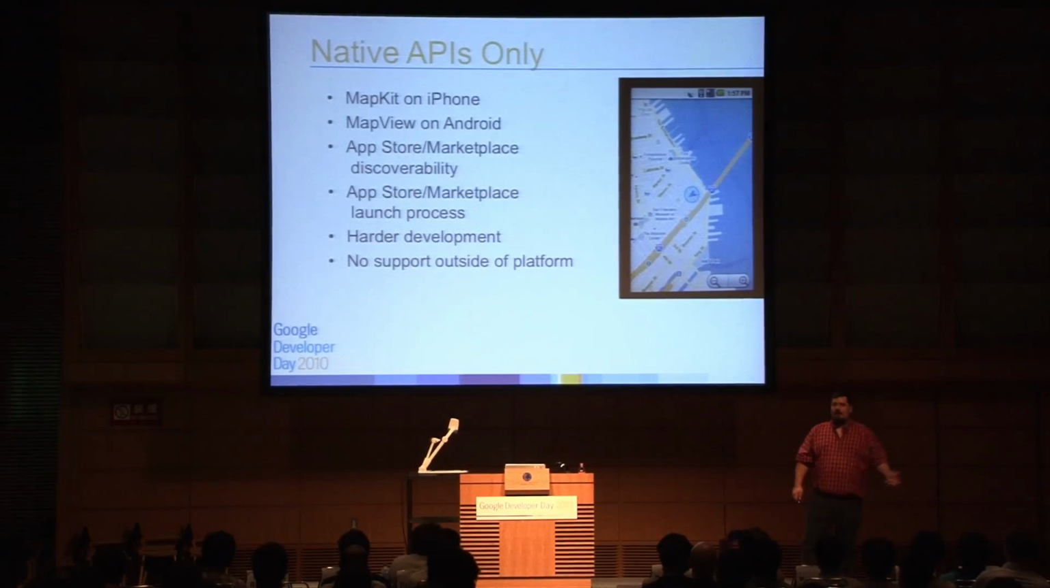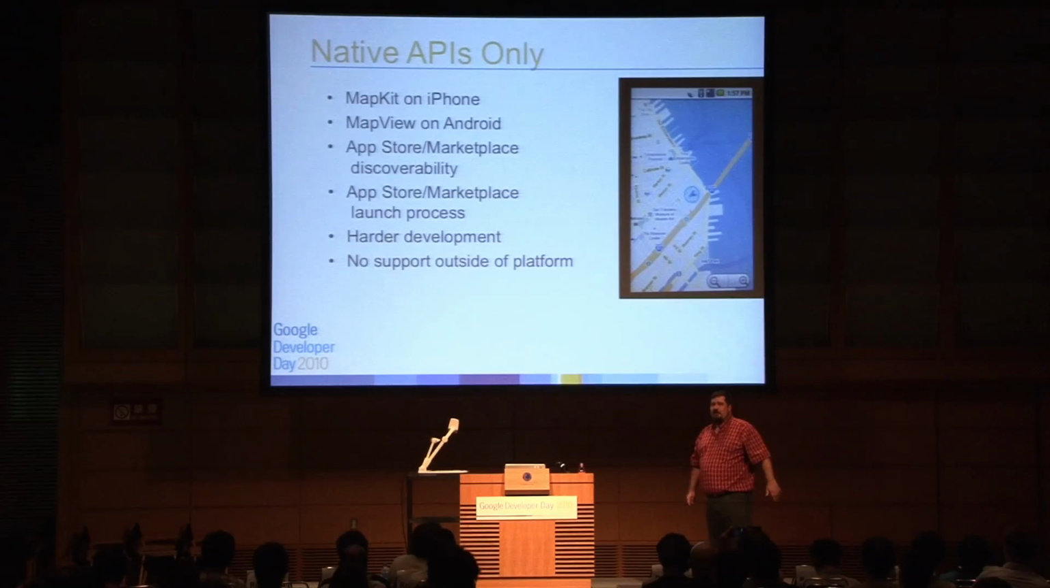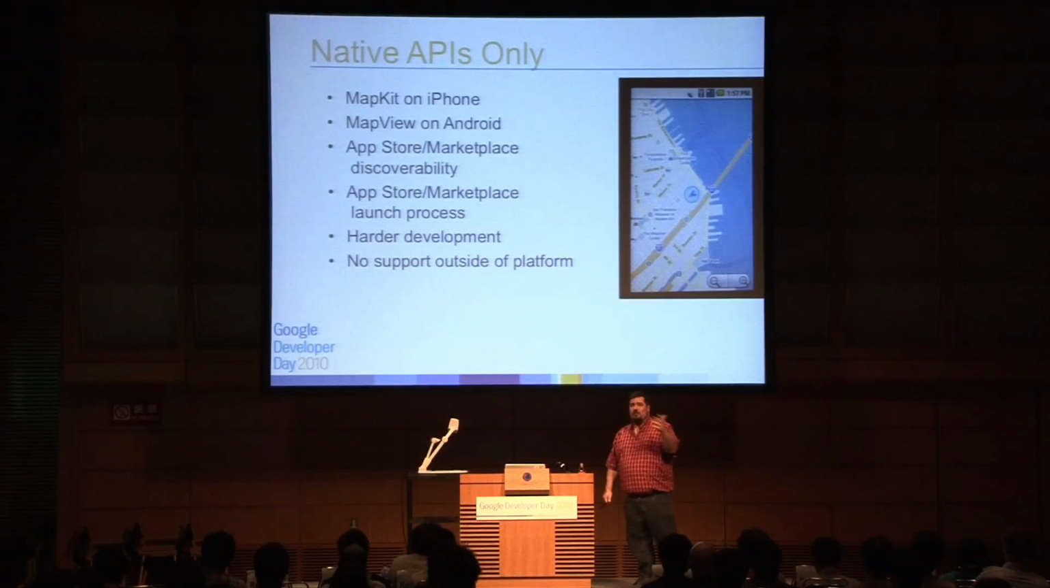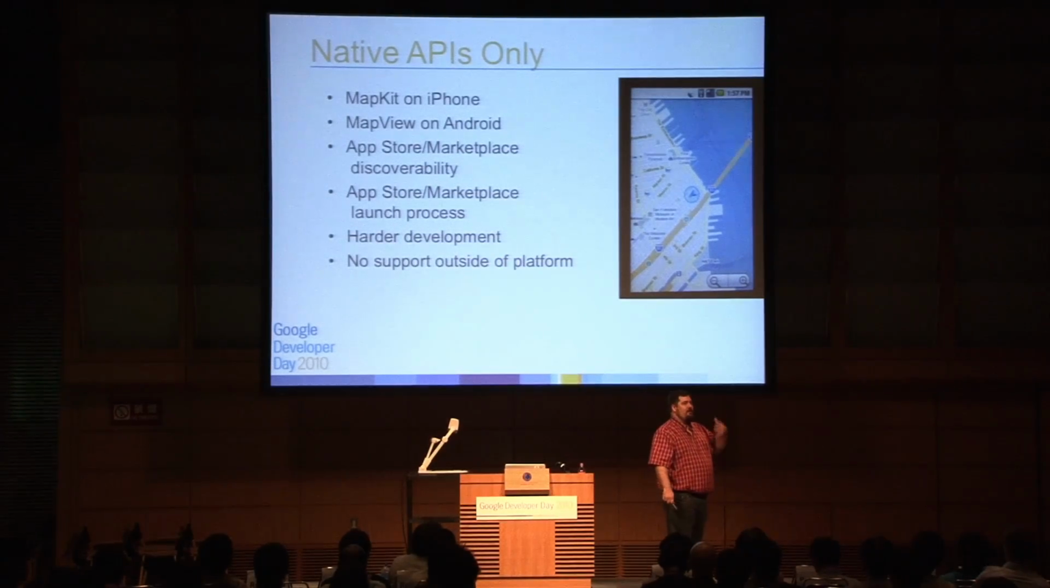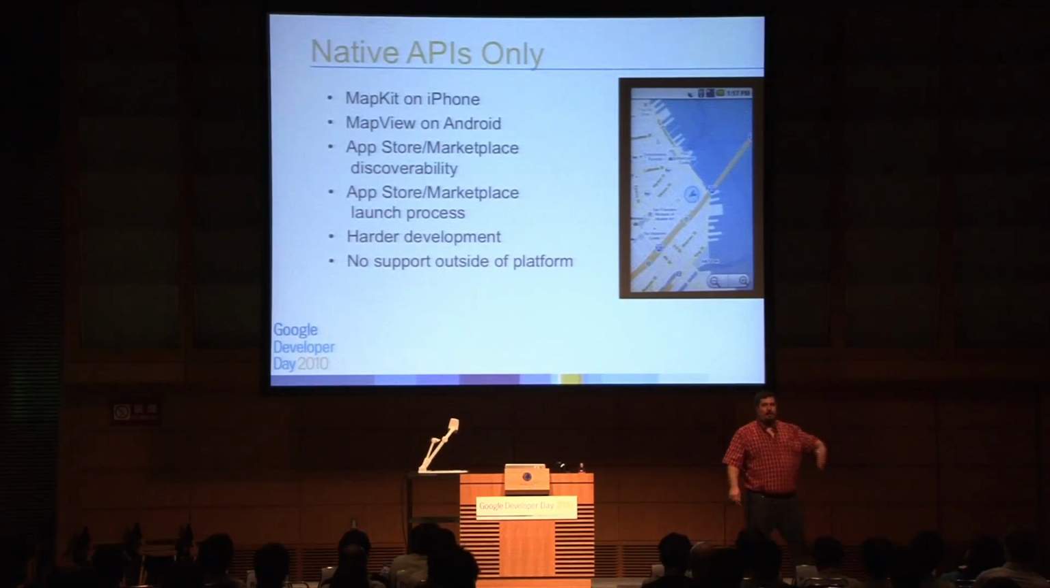And you get that allows you to sell the applications for money. On the downside, it's a little bit harder development, right? If you want to do something that works on Android and on iPhone, you have to write something in Java and something in Objective-C. And they have no support outside the platform. That is, if you wanted to then also create a website, you would have to recreate your map entirely.